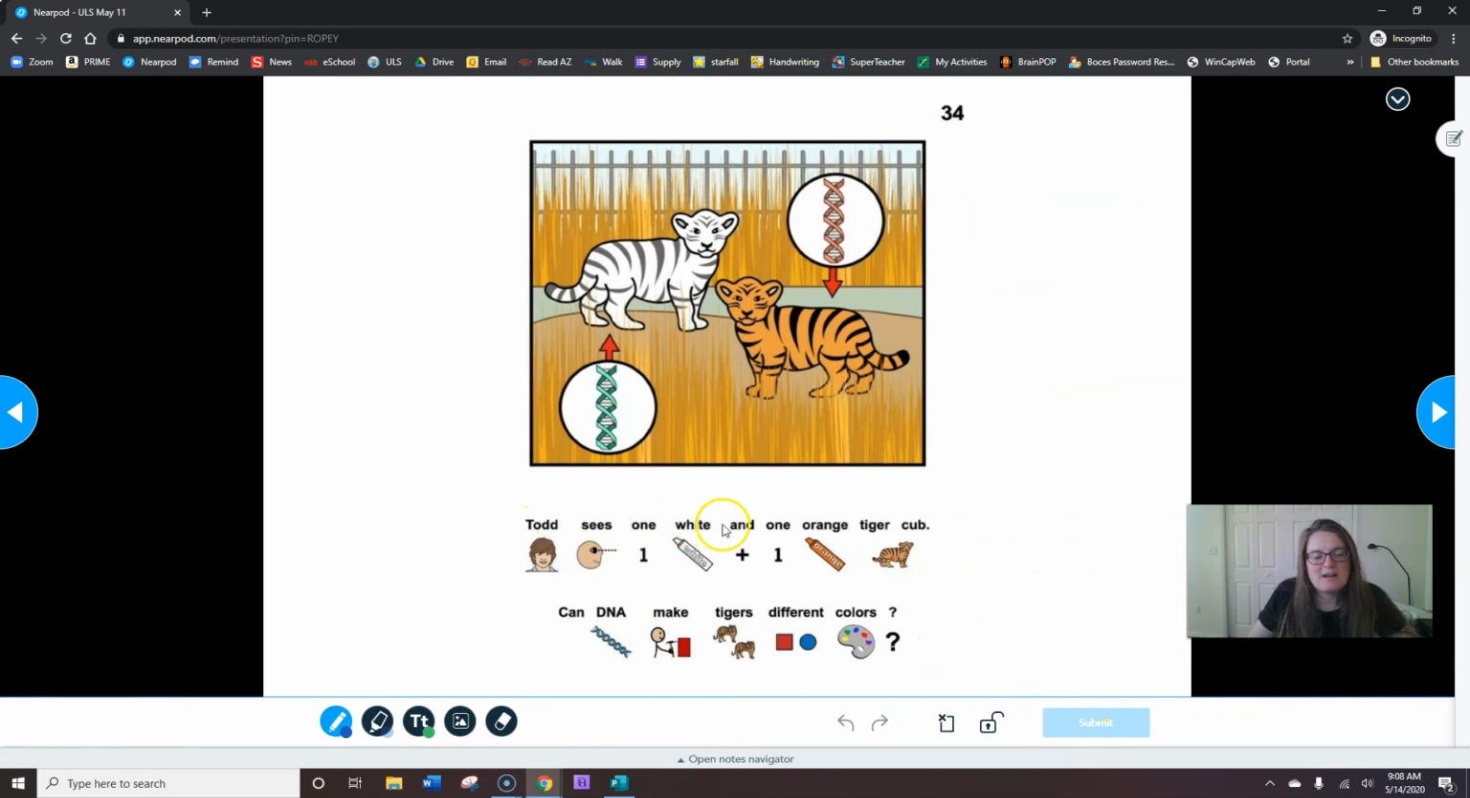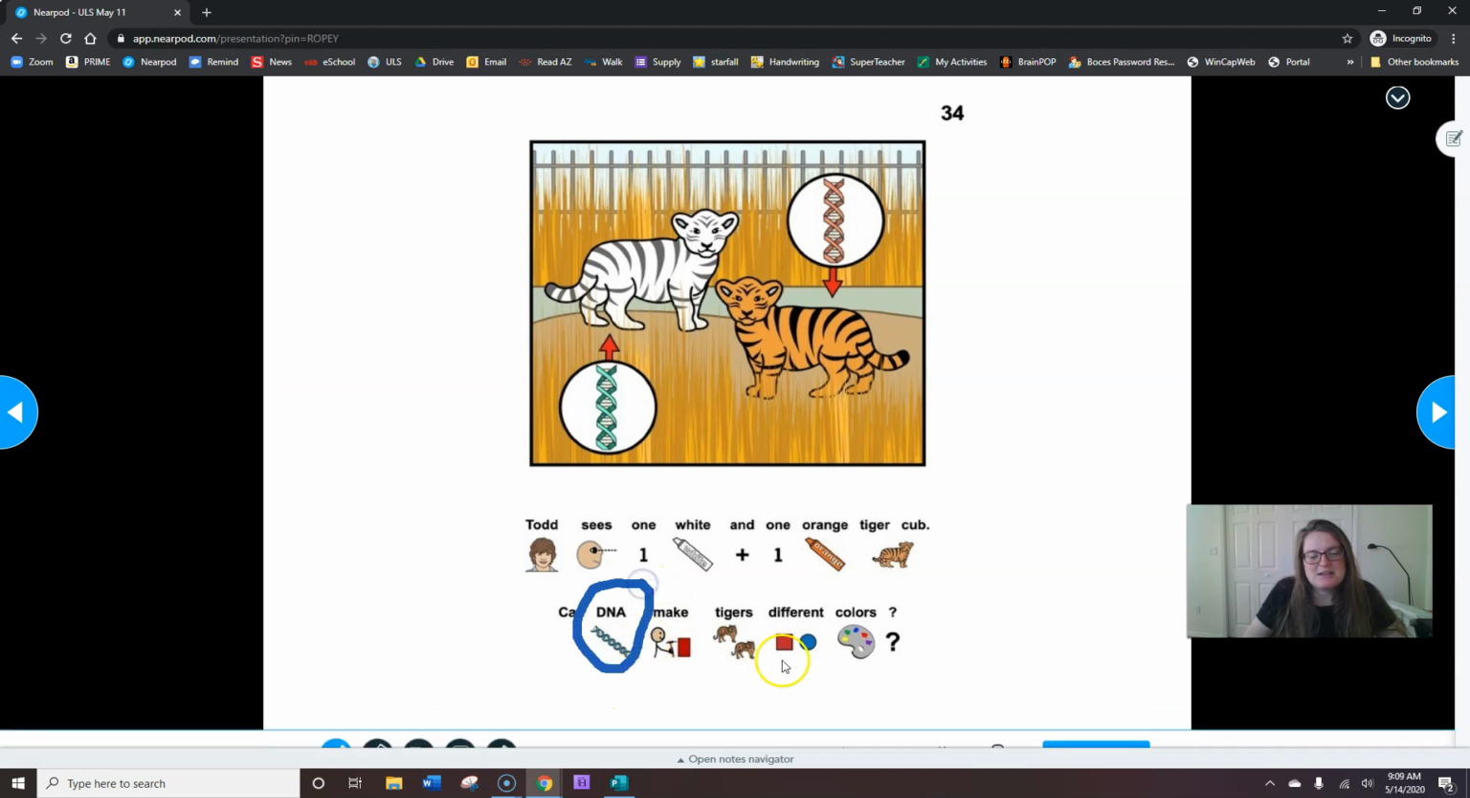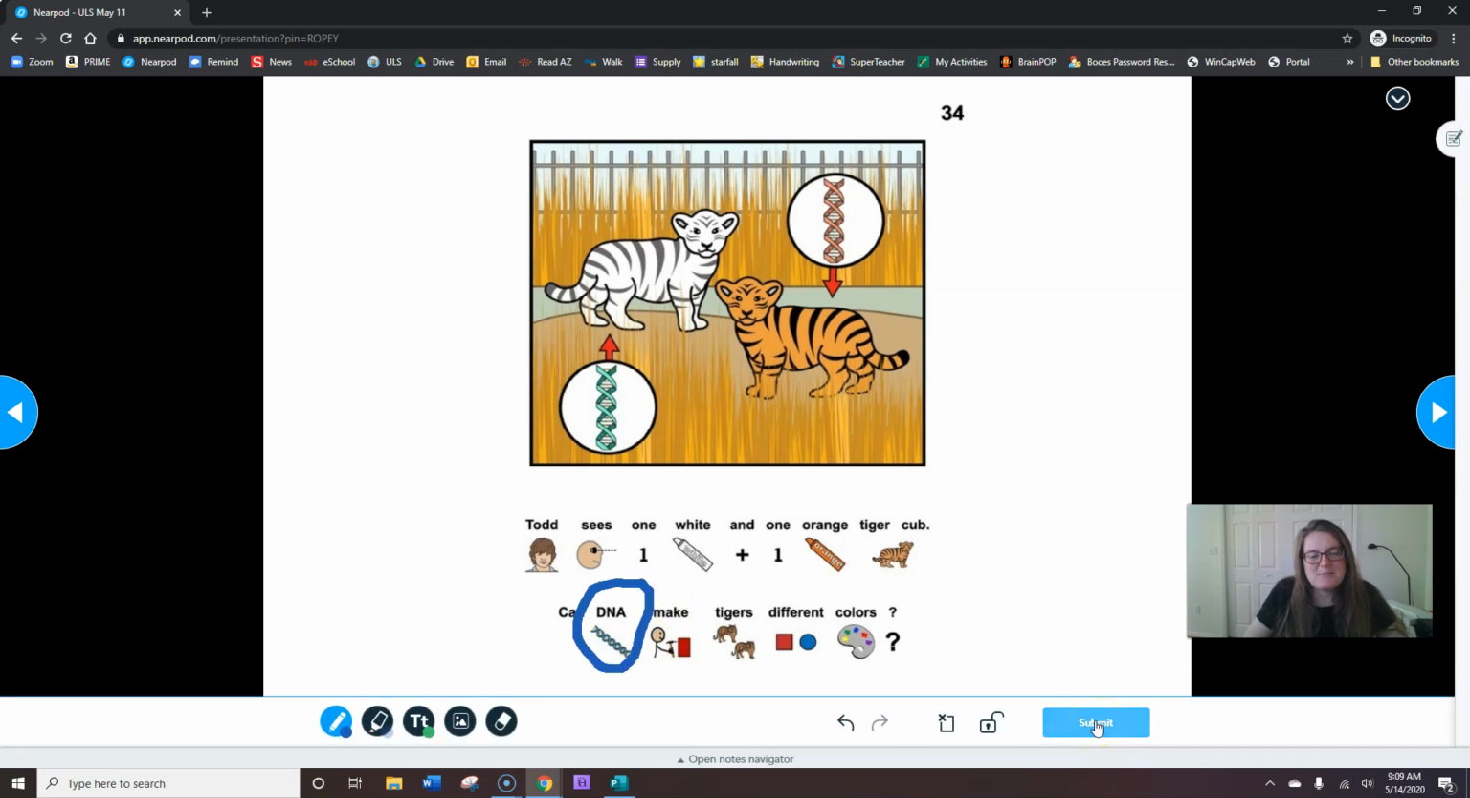Todd sees 1 white and 1 orange tiger cub. Can DNA make tigers different colors? Well, let's think about it. DNA can make my eyes a different color than yours, and we're both people. So DNA gives things different traits. Let's circle DNA. I circle DNA, you circle DNA, then hit submit, and I can see the DNA of the white tiger and the orange tiger are different.